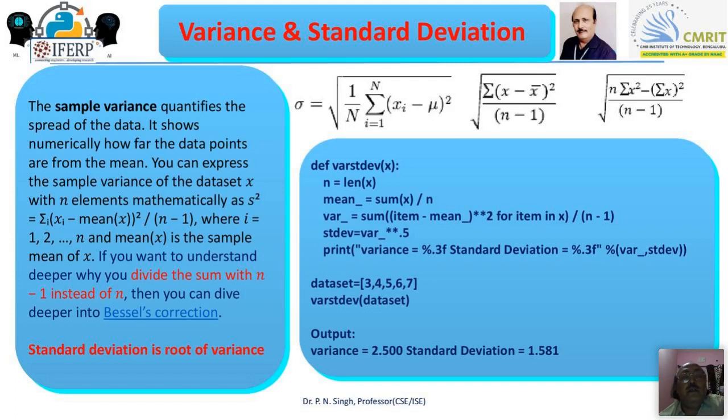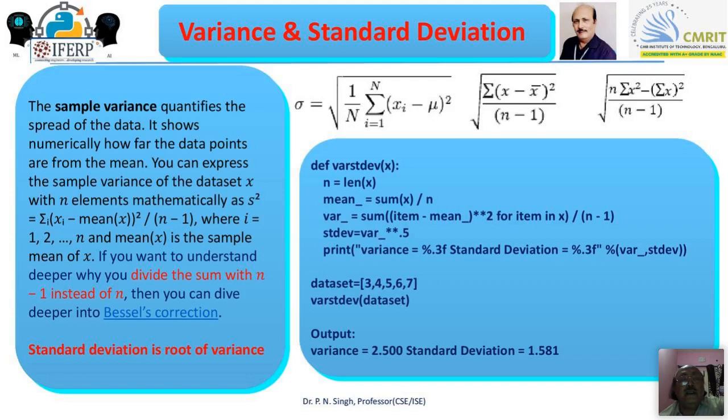In the variable for the standard deviation, we find the length, how many data items there are in the data set, and the mean, the sum of x divided by n. Then the variance: each item minus the mean, squared, for all the items, divided by n minus 1. Finally, the standard deviation is the square root of the variance.